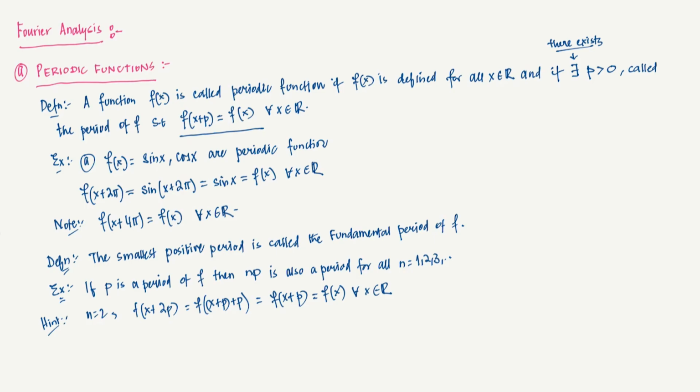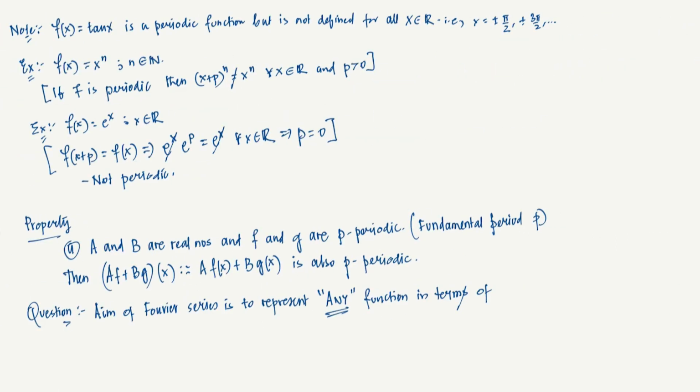So basically we want to talk about sine nx and cosine nx, and whether we can write f in terms of sine nx and cosine nx. So basically, some combinations of these two periodic functions, can we write any function in terms of these? That's the question, and in the next video we are going to talk about that. Thank you.